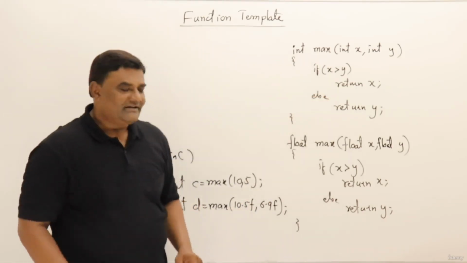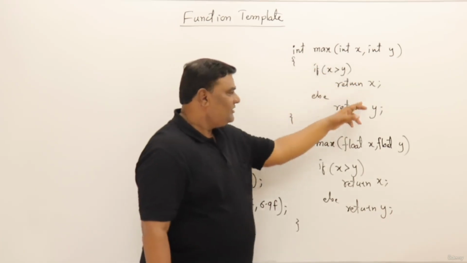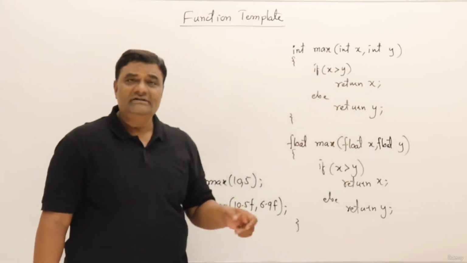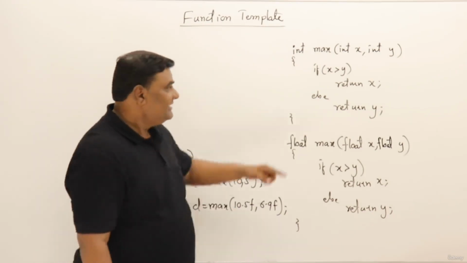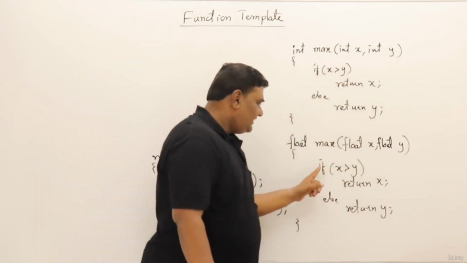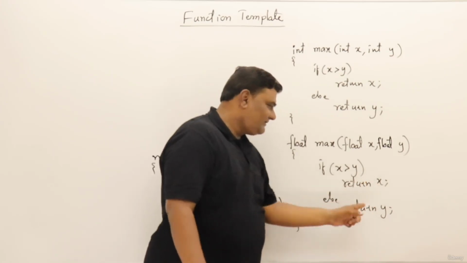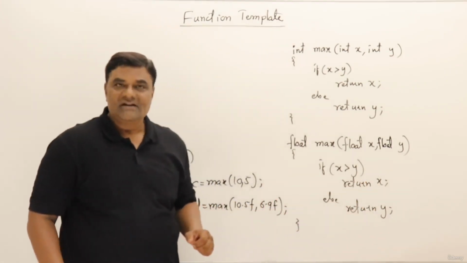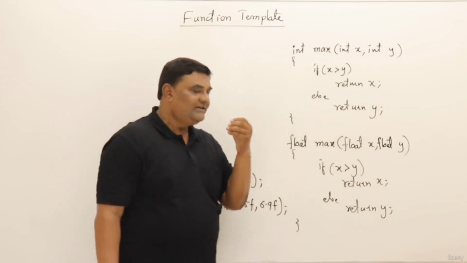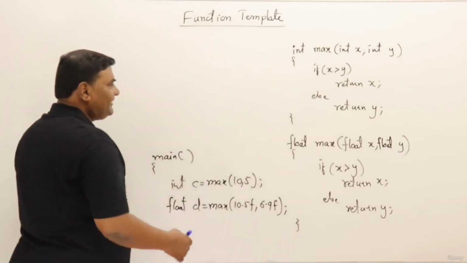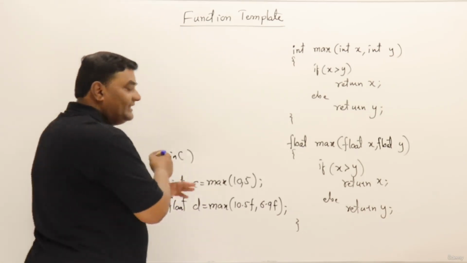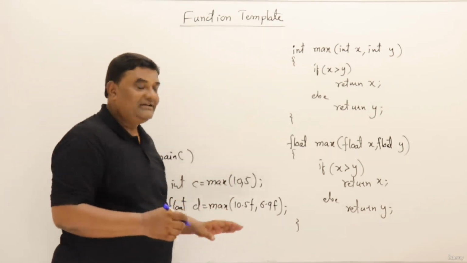Now one thing to observe here is, you see the body of these functions. The logic written is as it is, only the difference is in the data type. See, if x greater than y, return x, else return y. If x greater than y, return x, else return y. Logic is same. Why to write the same function two times when there is only a difference in the data type? So can't we write a single function combining these two functions for any data type, any type of data?